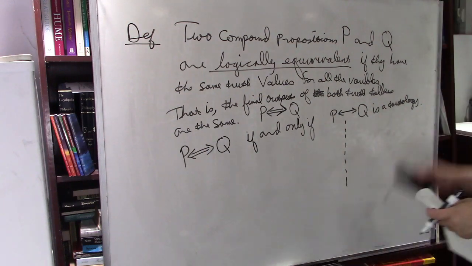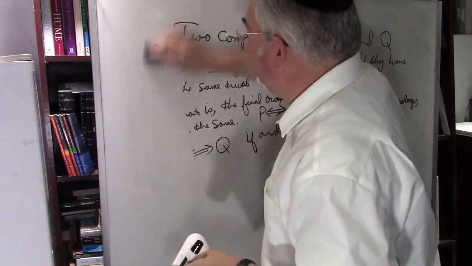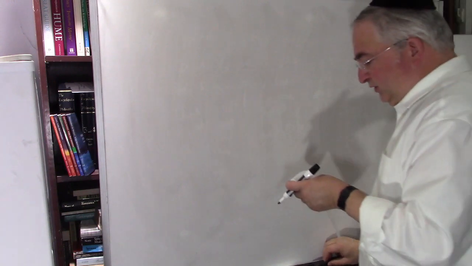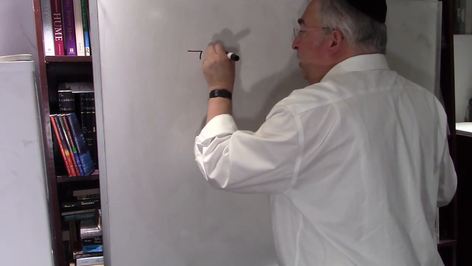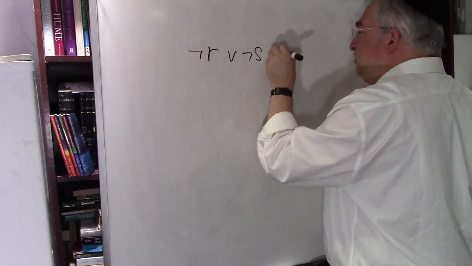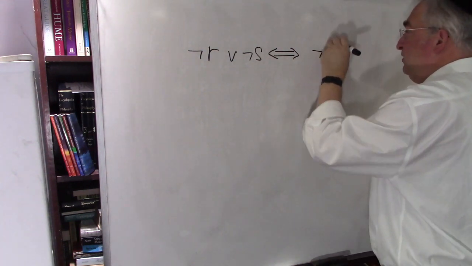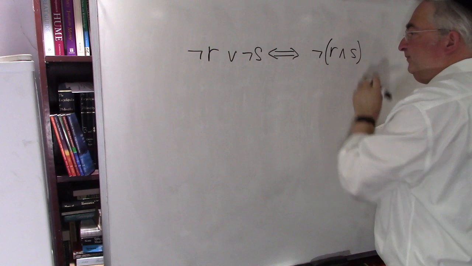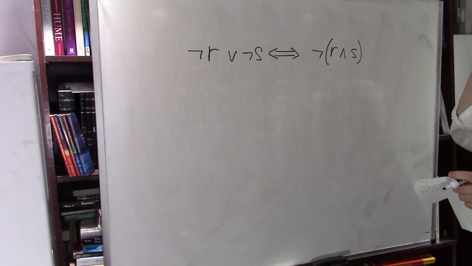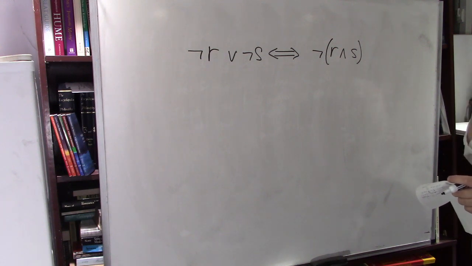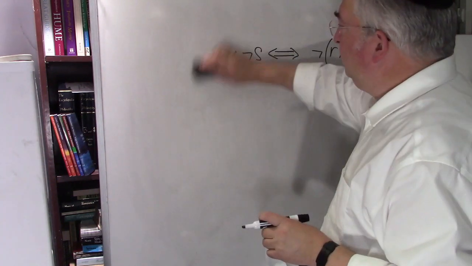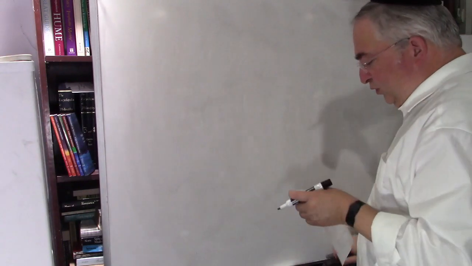Let me give you an example. Ready? Okay, so you wrote it down. Let's do an example. We have to do lots of examples for this, and then we're going to go through a list of them. Okay, so let's do this. Not R or not S is logically equivalent to not (R and S). I'm sorry, let's do it with different letters. I'll show you why in a second, because it's something we saw already.